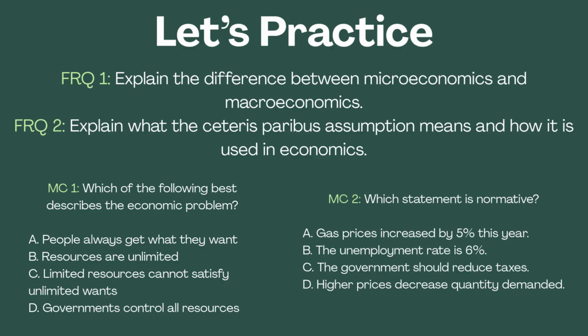Let's go over the left multiple choice answer. That's right, the answer is C. Limited resources cannot satisfy unlimited wants. The economic problem exists because people want more goods and services than can be produced with the resources available. As a result, individuals, businesses, and governments must make choices about how resources are used. Now, try the right one and the free response questions on your own.